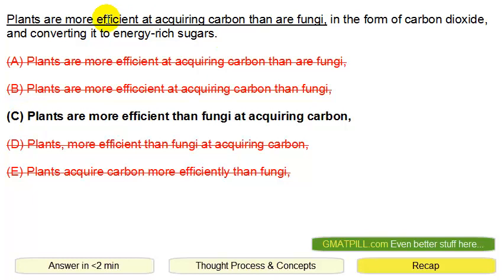As a recap, we saw the keyword more than, so we paid close attention to what exactly we're comparing. And it turns out what we want to compare is the fungi and the plants directly, and then mention their ability to acquire carbon. And it turns out answer choice C is the only one that does that.